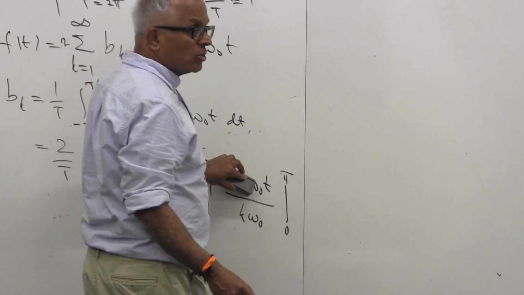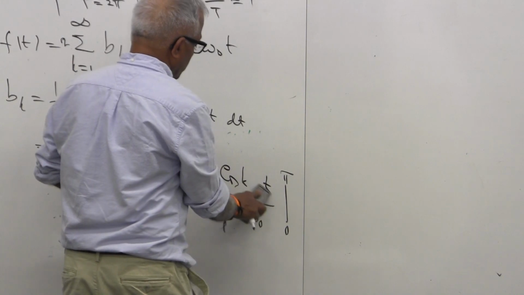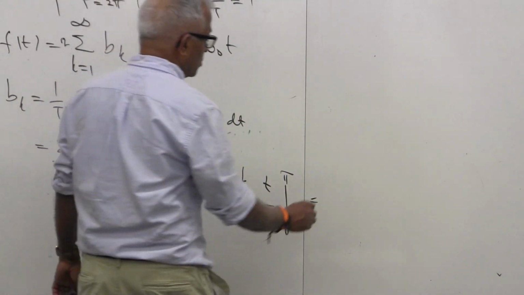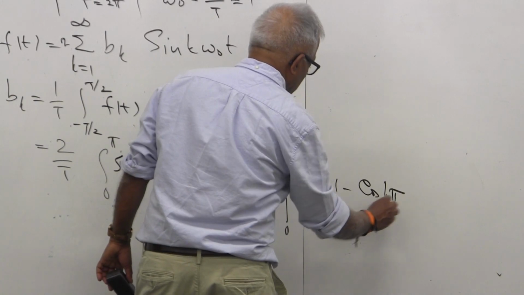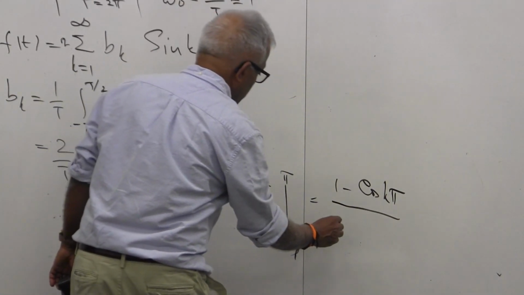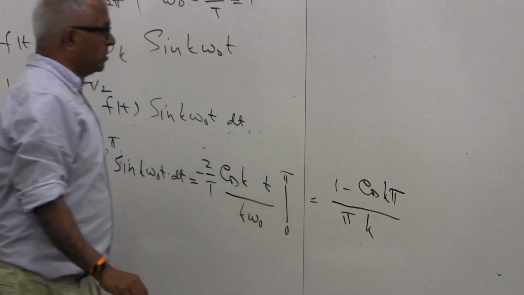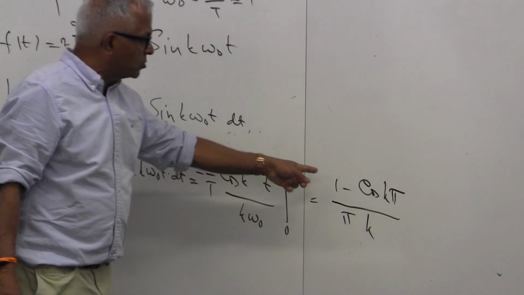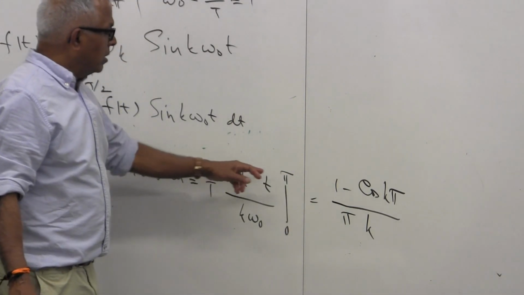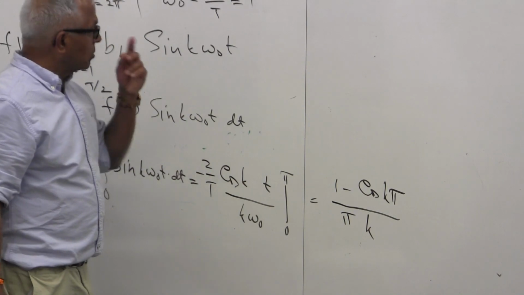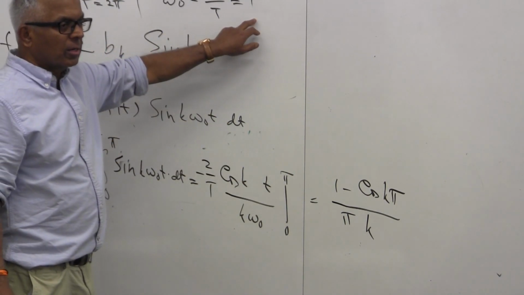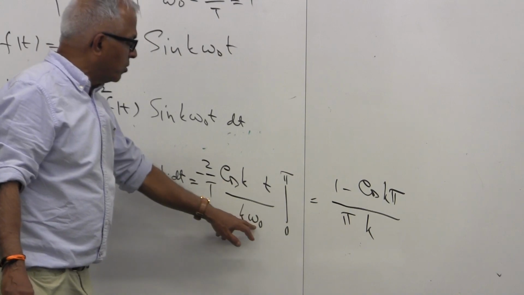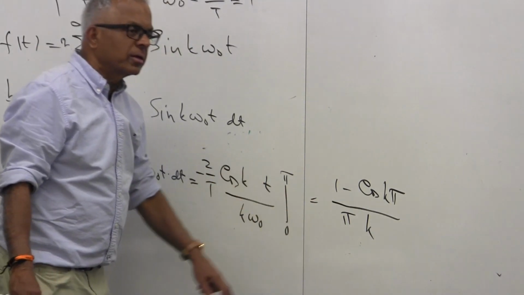So first of all, omega naught is 1, right? So I don't need omega naught. And cos 0 is 1, right? So this you can write as 1 minus cos k pi divided by pi k. Everybody agrees with this? See how I did this simply? Because of the lower limit, cos 0 is 1, with a minus sign, so that comes here first. For the upper limit you put pi here. Why did I remove omega naught? Because omega naught is 1. T multiplied by omega naught is 1, T is 2 pi, 2 cancels, so I have a pi here.